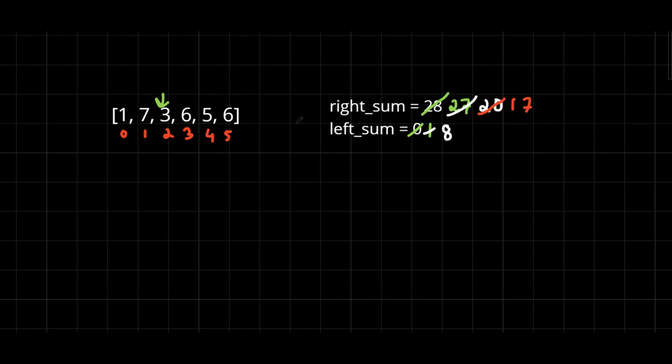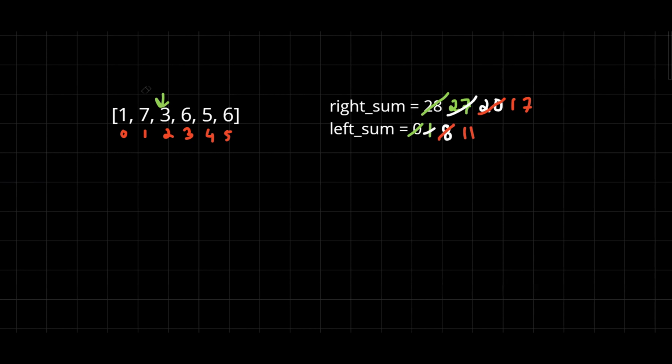And we have to check whether the left sum and the right sum are equal or not. Here, the left sum is 8, 1 plus 7, 8. And the right sum is 17, which is 6 plus 5 plus 6. But both of them are not equal, so we don't have to do anything here. Now, we have to add the corresponding element 3 to the left sum. So now, our left sum will be 8 plus 3, which is 11.